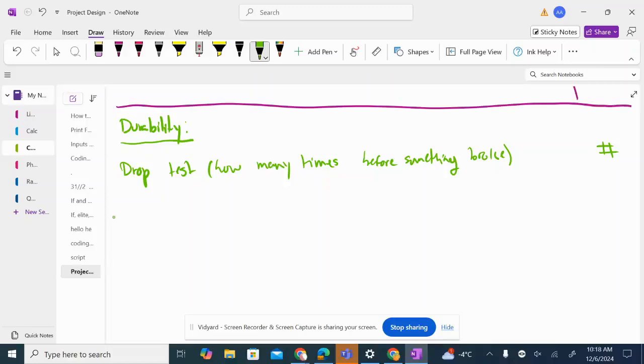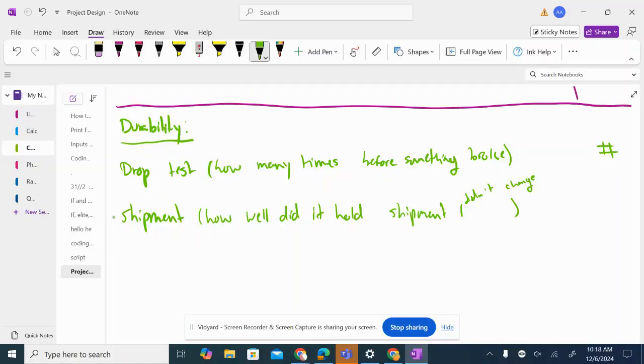We could also do, for example, for the Stanley, a durability test. We could try shipment: how well did it hold in shipment? And then we can create a scale. So, for example, we can say 1, it didn't change. And then we count up for how many things changed: parts, pieces, elements, anything, number.